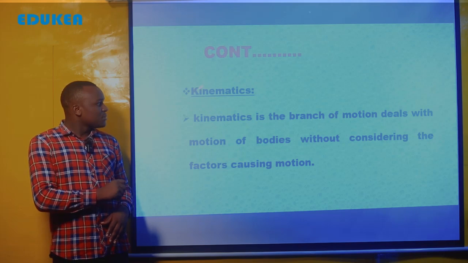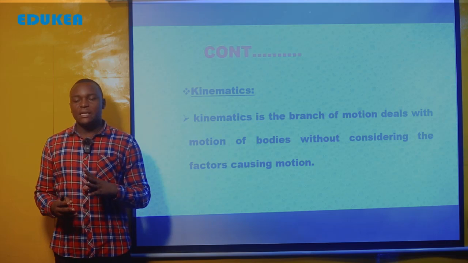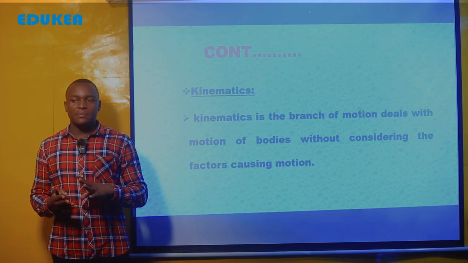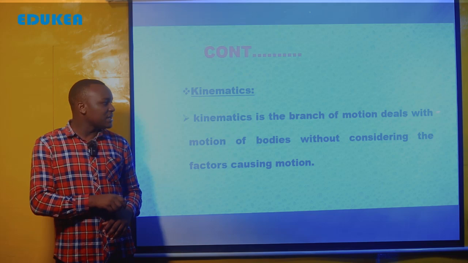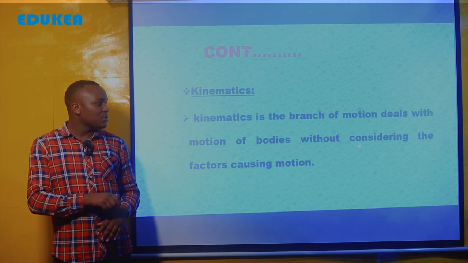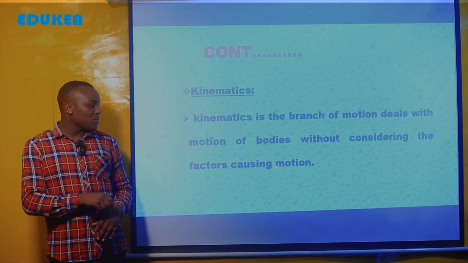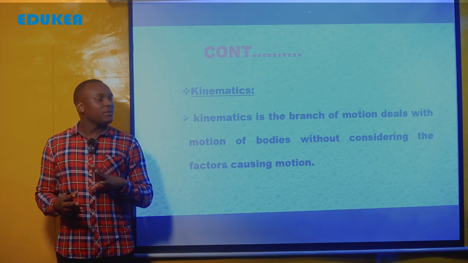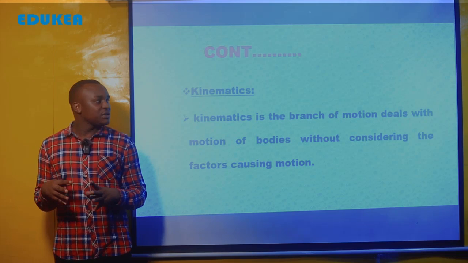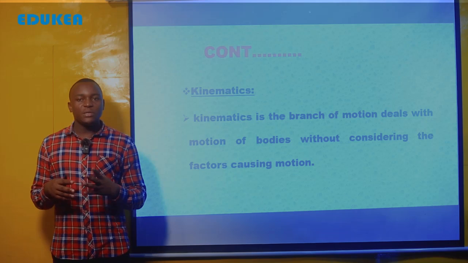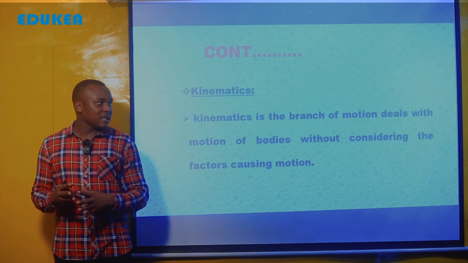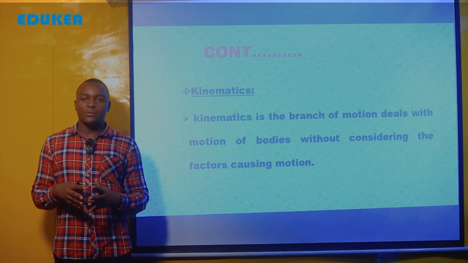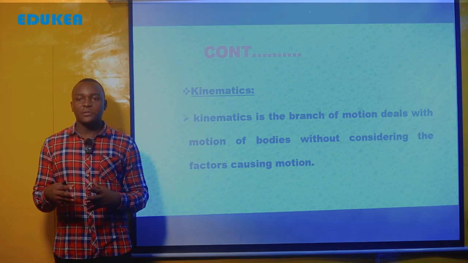So there is something called kinematics. What does kinematics mean? Kinematics is a branch of motion that deals with the motion of bodies without considering the factors causing the motion. When we talk about kinematics, we talk about the branch of motion which deals with the motion of the body without considering what factors make that object or body be in motion.